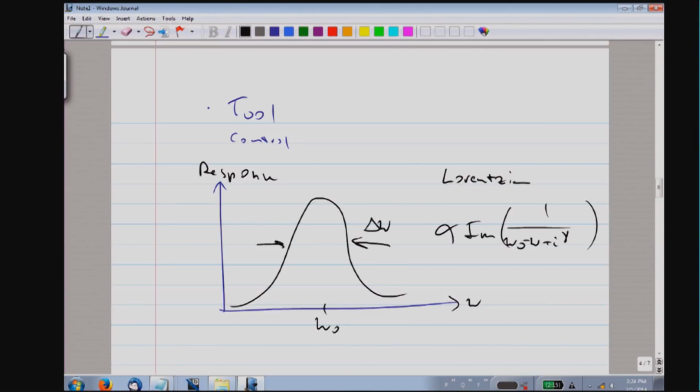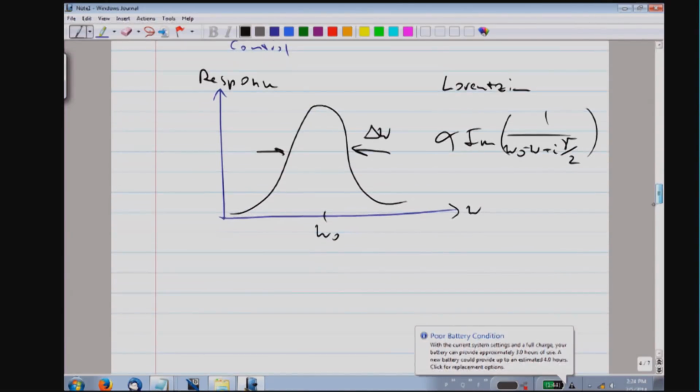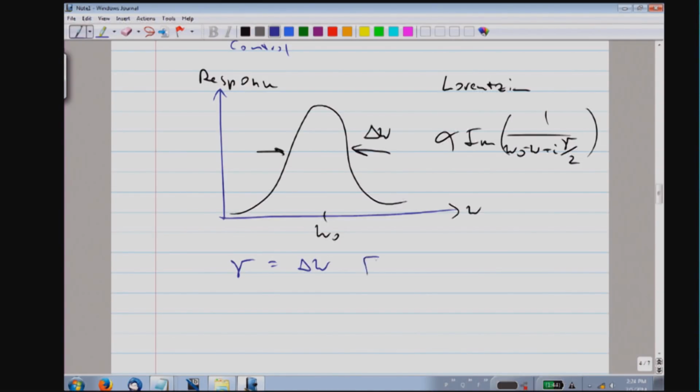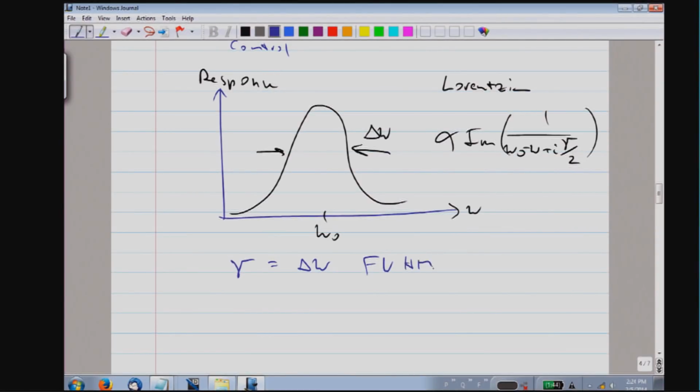And then there is this parameter gamma. Gamma, which appears in the Lorentzian, is identical to the full width at half maximum, and the Q factor of a Lorentzian is omega naught over gamma.